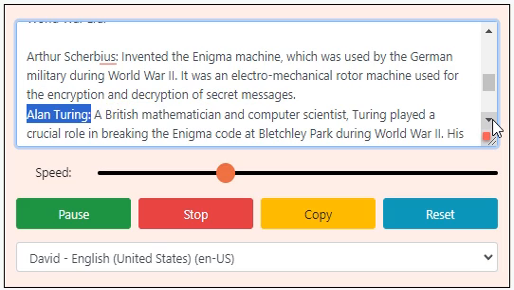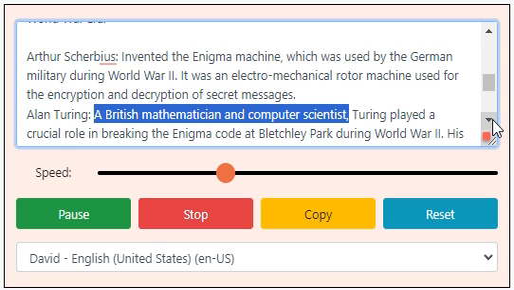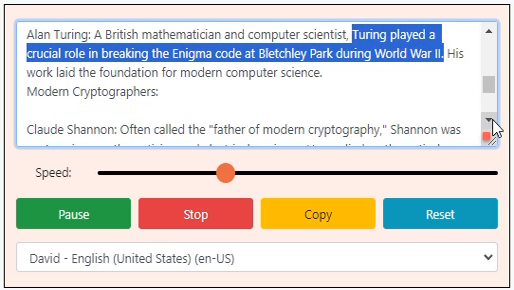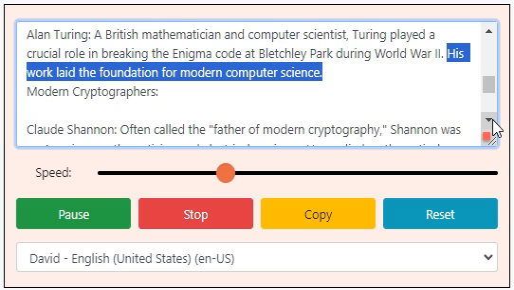Alan Turing, a British mathematician and computer scientist. Turing played a crucial role in breaking the Enigma code at Bletchley Park during World War II. His work laid the foundation for modern computer science.